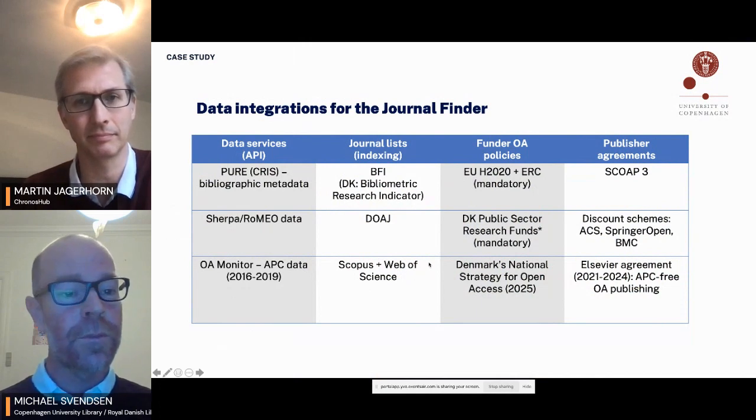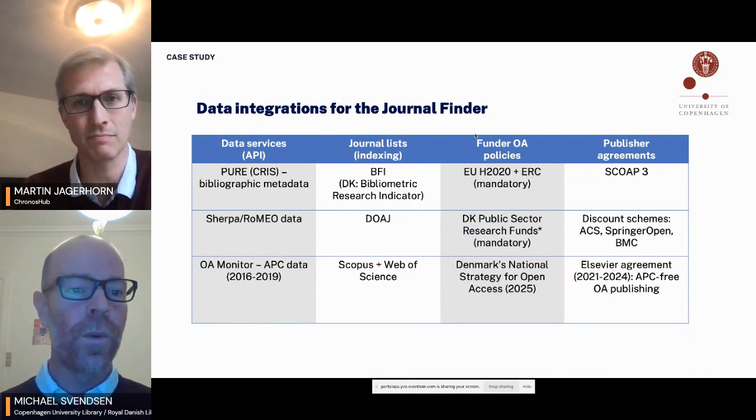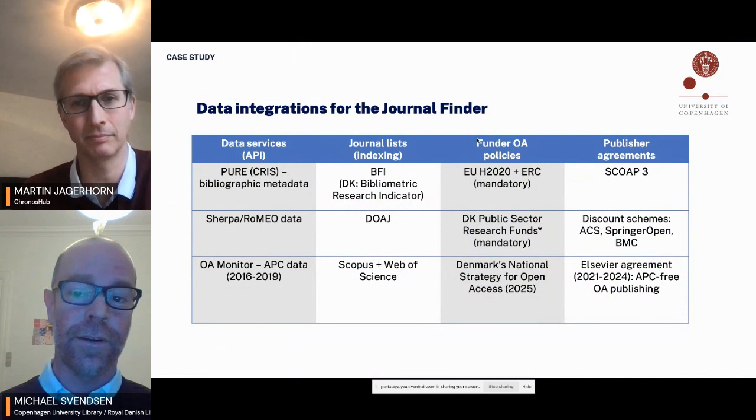And then what becomes really essential in the system is that researchers are able to cross-reference the different funder policies with the journal selection in Chronosub. So the University of Copenhagen receives a lot of funding from the European Commission. So that will be both in the previous Horizon 2020 framework and also on ERC, and also, of course, in the upcoming Horizon Europe framework, where there is a mandatory policy on open access publishing. And that also relates to research data.